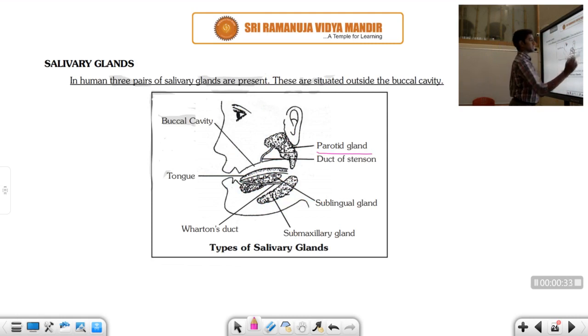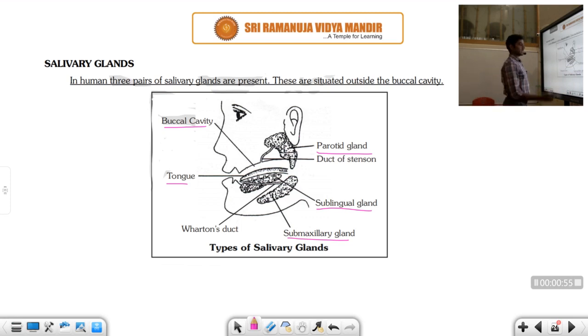One pair, the largest gland, is the parotid gland, which is located below the ear. The other is in the buccal cavity, also called the oral cavity. There is a tongue, no? Below the tongue the sublingual gland is present, and below the lower jaw the submaxillary or submandibular glands are present, no?